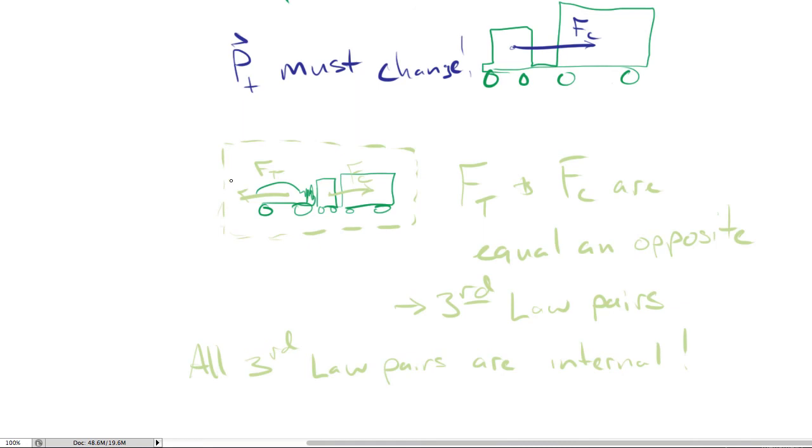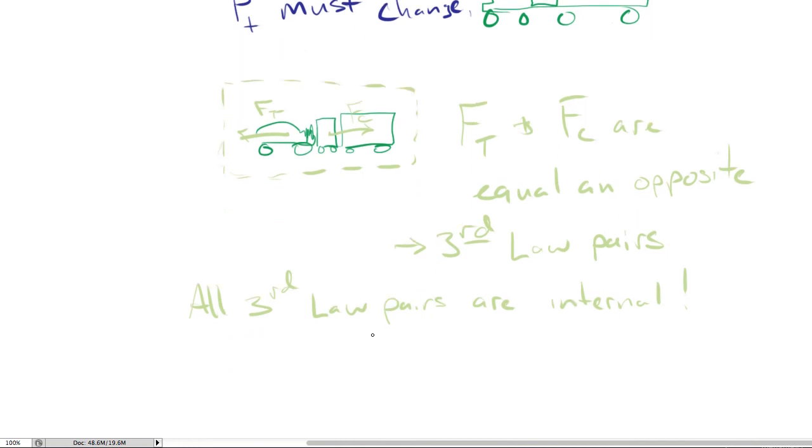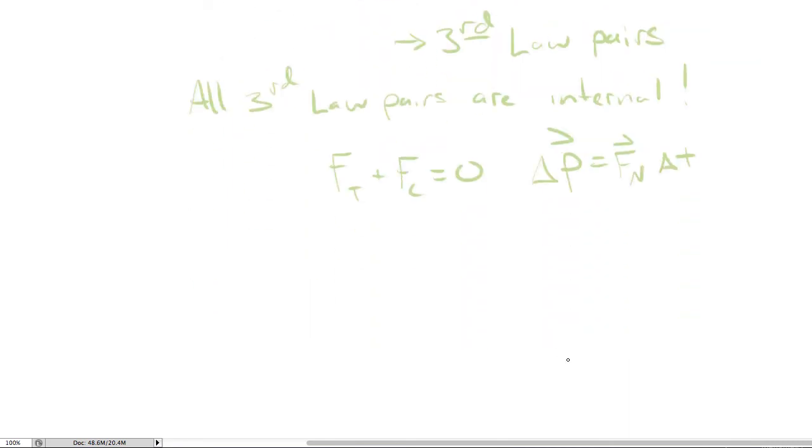All right, I've defined my system here with this nice little dashed rectangle. So both of those forces are within my system. They're both acting on my system. All third law pairs are internal, and that's important because, since they're third law pairs, they're equal and opposite, which says that F sub t plus F sub c must be equal to 0. So let me write it out in all its glory. Delta P is equal to the sum total of all the net forces times delta t, right? That's our impulse-momentum theorem.